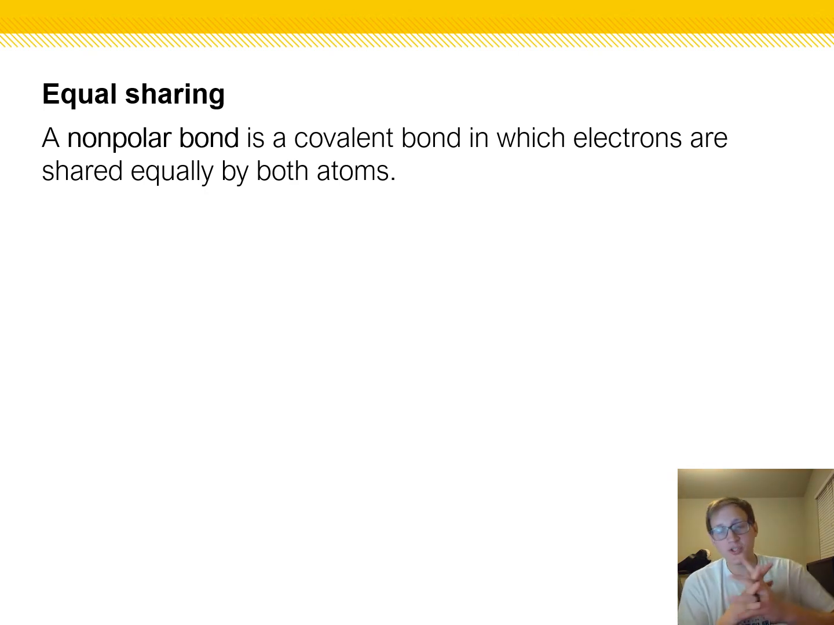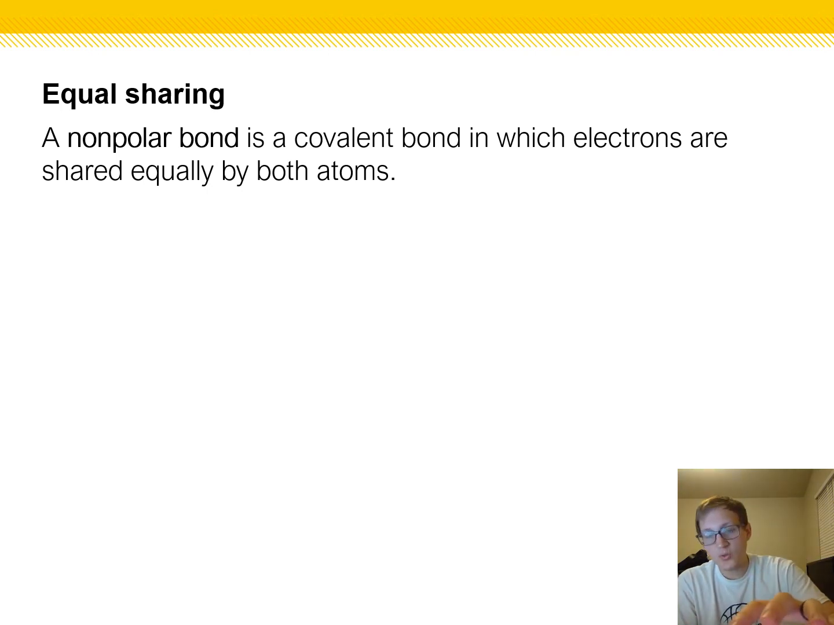All right, so equal sharing versus non-equal sharing. A non-polar bond is a covalent bond in which electrons are shared completely equally. So what we mean by this is we're going to have certain bonds and certain compounds and molecules where one of the atoms dominates the other and ends up pulling electrons closer to it, causing one side to be slightly positive and one side to be slightly negative. That's going to be polar. Okay, so I'm going to have some kind of pole action. In nonpolar, there is a perfectly equal amount of sharing.